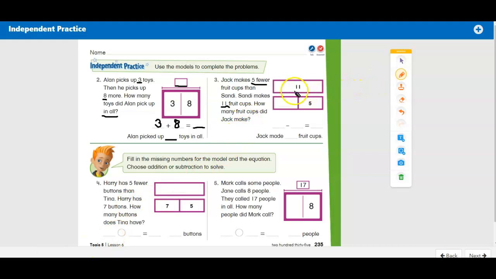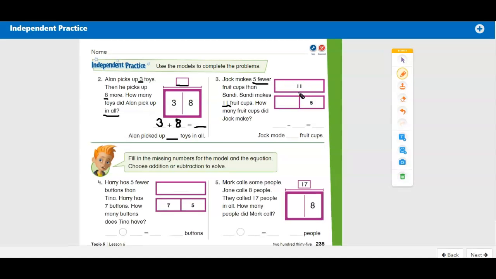So we can see that our total number is put at the top of our model. We know that Sandy makes 11 fruit cups total. So we know that Jack makes 5 fewer fruit cups than Sandy. We know that Sandy makes 11 fruit cups total.